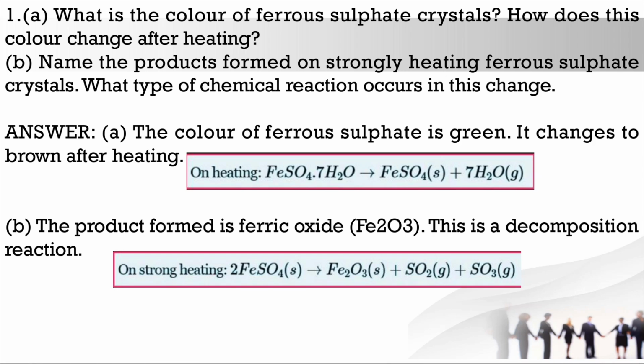So the answer for it. The color of ferrous sulfate is green. It changes to brown after heating. Chemical reaction is FeSO4.7H2O gives rise to FeSO4 plus 7H2O. B. The product formed is ferric oxide Fe2O3. This is a decomposition reaction. Reaction is 2FeSO4 gives Fe2O3 plus SO2 plus SO3.